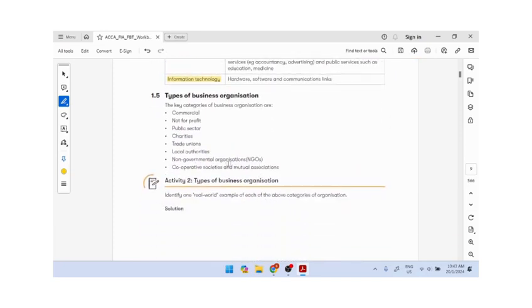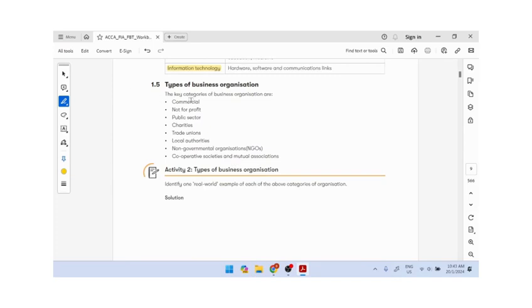Type of business organization. All right, commercial is all the businesses and companies who focus on profit. Okay, this one focuses on profit. Not for profit, then they have their own goals, like the free legal service, free medical service, or education for the underprivileged. Public sector is for government, charities, right?